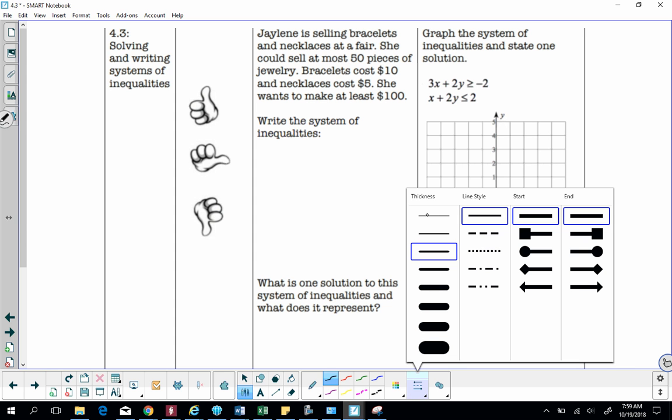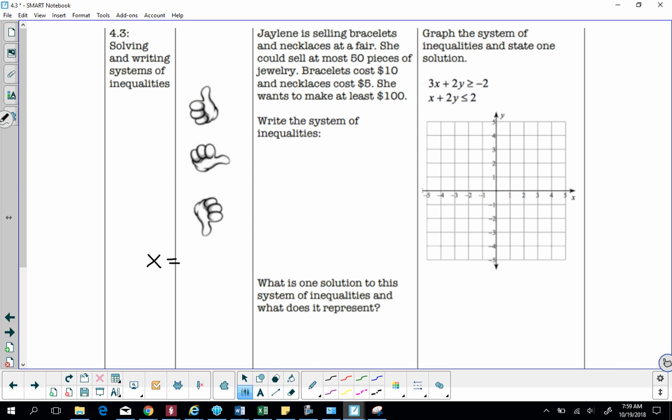First thing you want to do, what did we say the first thing we do is? Identify or find X and Y. See how there isn't anything that says X and Y? Always use whatever the first thing they talk about as X. So if they're talking about bracelets first, let's put bracelets as your X. And they talk about necklaces second, so put necklaces as your Y.